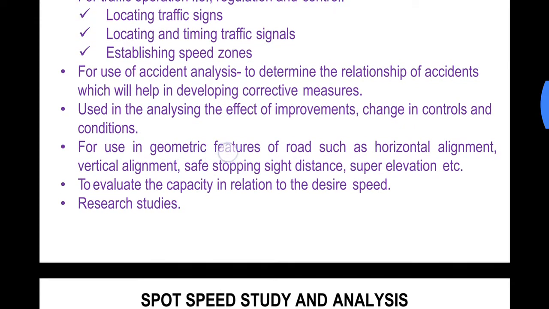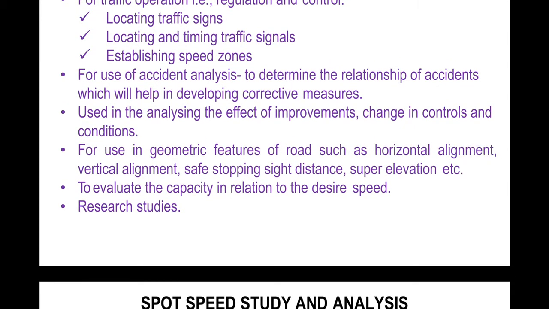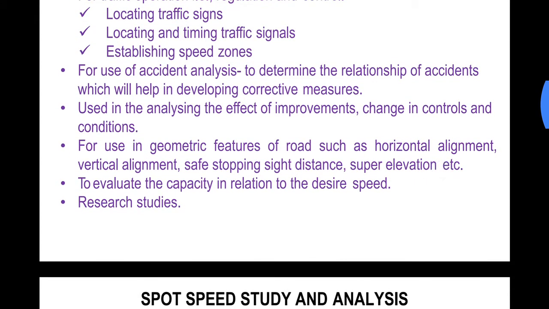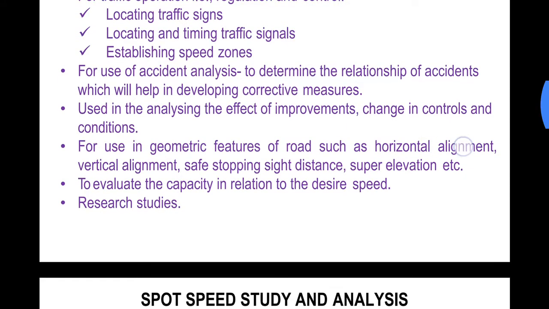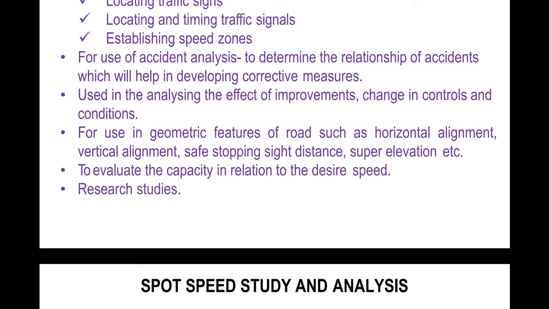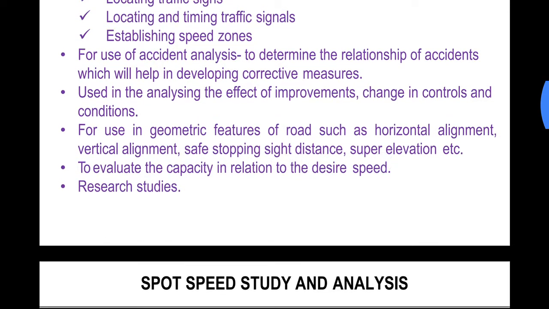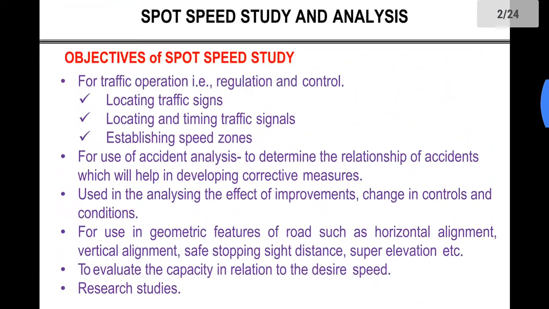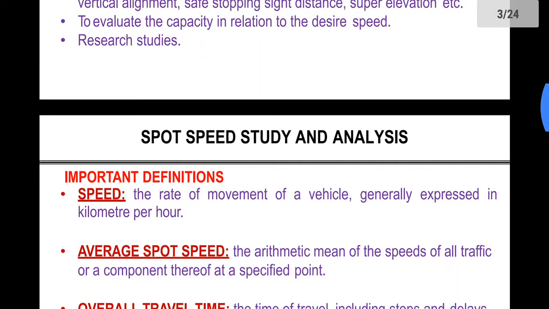For use in geometric features of roads such as horizontal alignment, vertical alignment, safe stopping sight distance, and super elevation, etc. Because as we have studied earlier that the speed value is required for design of each of these elements, hence we need to carry out spot speed studies to evaluate the capacity in relation to the desired speed, and research studies. Okay, so these are a few objectives of spot speed studies.